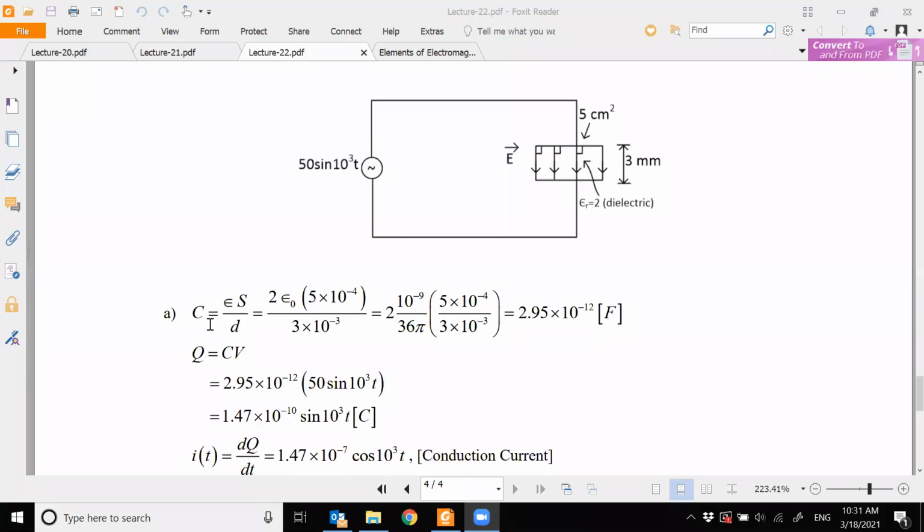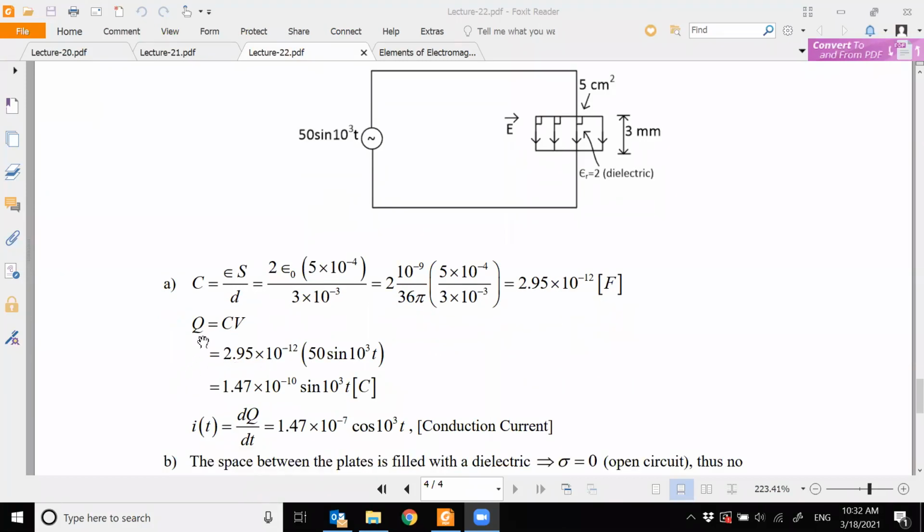So this is my 50 sin(10^3 t), which is my voltage source. How can I find the current? I'm first finding the capacitance. So C is epsilon S over D, and I know all the dimensions, so I got the capacitance. And from the capacitance, I got the charge, because charge is CV, and V is the voltage across the two terminals of your capacitor. That is your AC source. So this is the charge that I got.